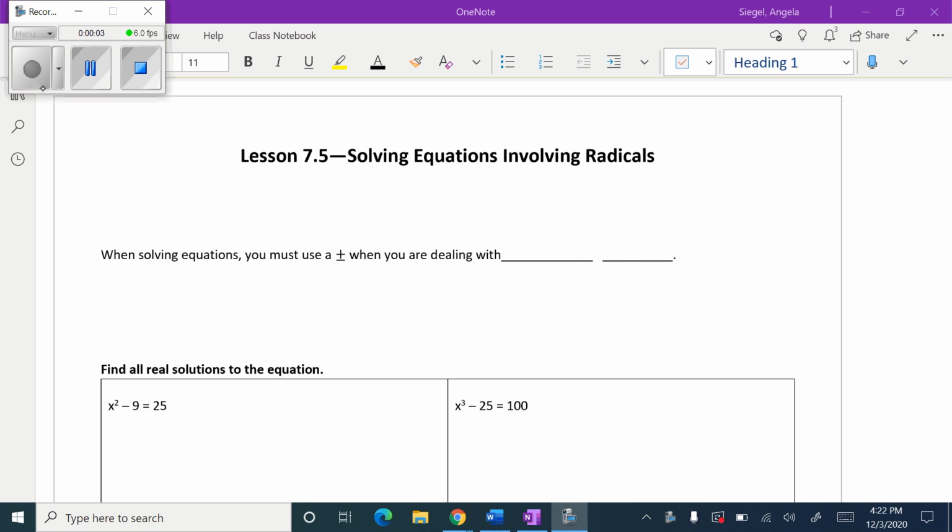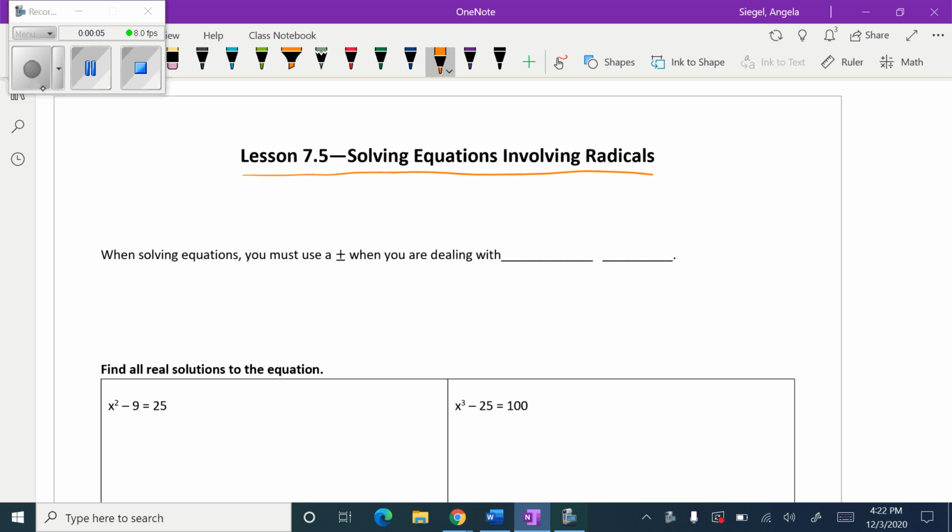Hey guys, in this lesson we are going to talk about solving equations when you have radicals in the equation. The first thing I want to bring up is that when you are solving equations, you must use plus or minus when you are dealing with an even root or an even index. I'll write that down there too. So like square roots, fourth roots, sixth roots, we always have to include the positive and negative of these. So just don't forget that.